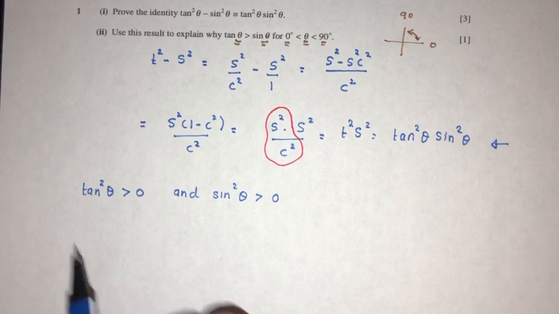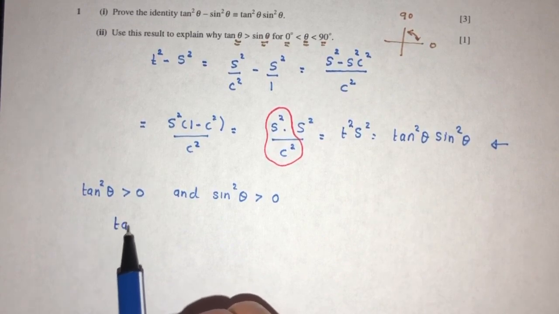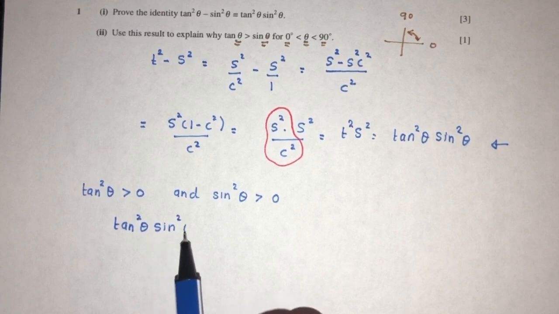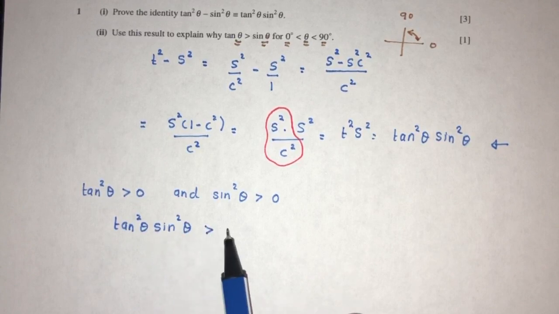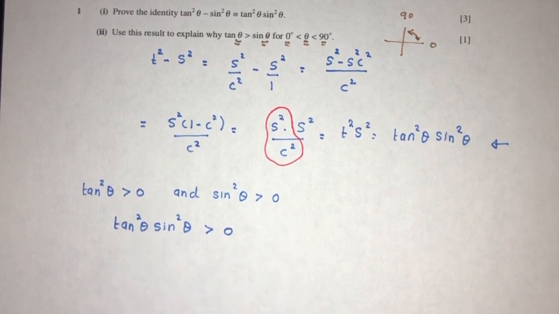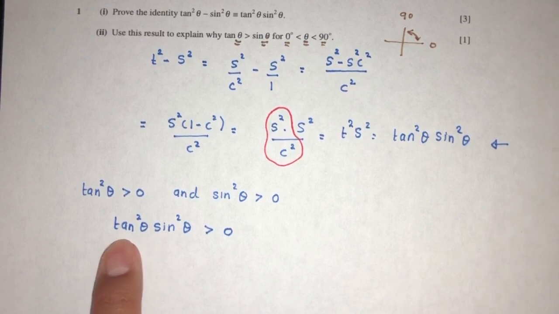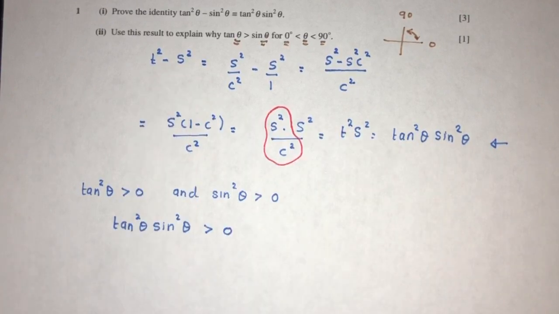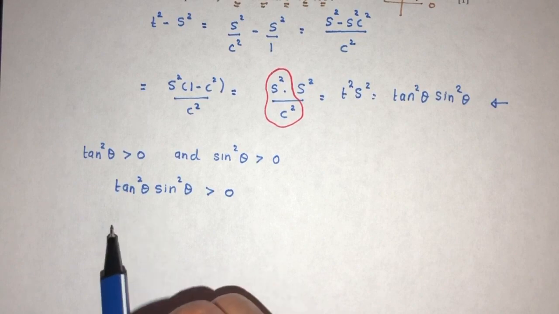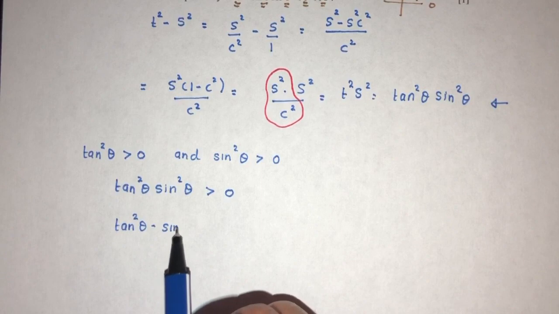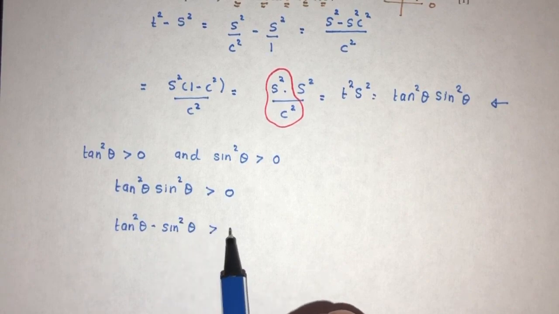Now what if we try to take tan square theta multiplied by sine square theta? Can we agree it will be more than 0? Makes sense. More than 0 multiplied by more than 0, that will be more than 0. Okay, great. Now, from our question from part 1, we do see this is also this. So let's write this down. This is also equal to tan square theta minus sine square theta more than 0.